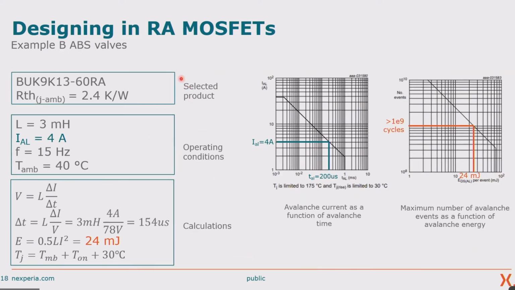A more demanding application is depicted here. So we now use a stronger FET. The previous one was about a 52 milliohm MOSFET, and this one is a 13 milliohm. The inductance stayed the same, but the current is now 4 amps, which is considerably higher for a solenoid hold current. And we can see that although the time interval and the energy have increased substantially, we still have over 1 billion cycles till the end of the lifetime of the device.